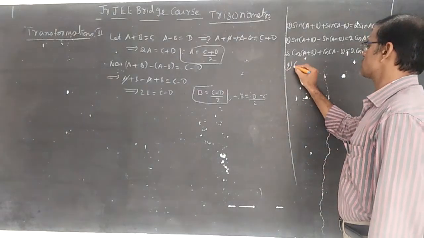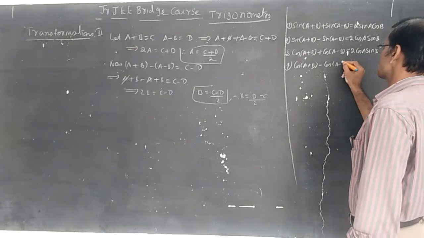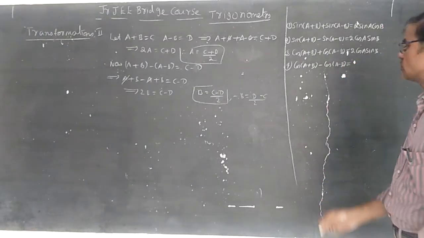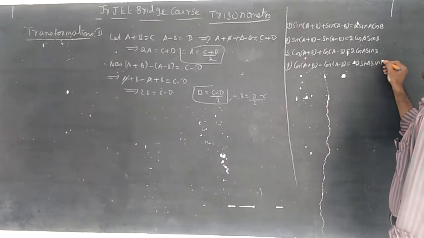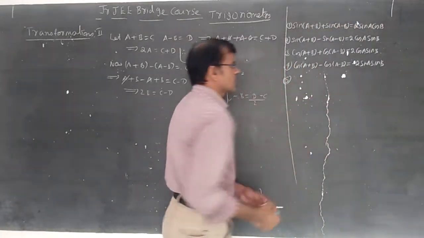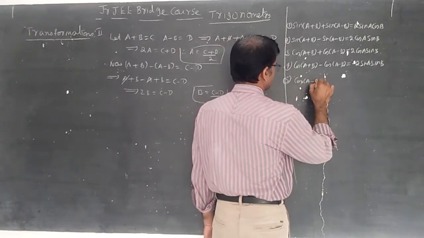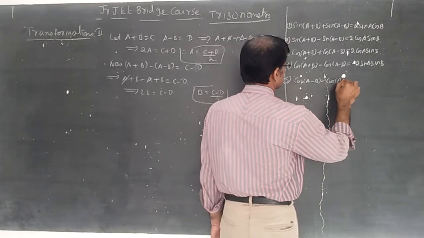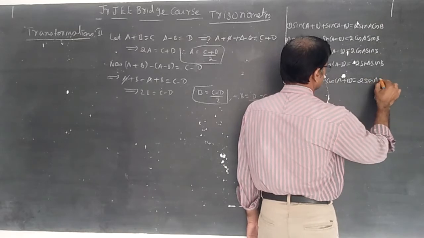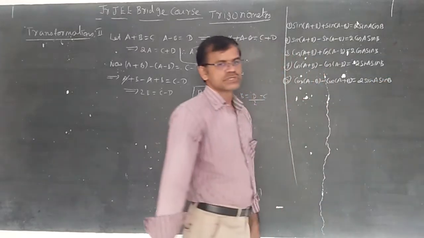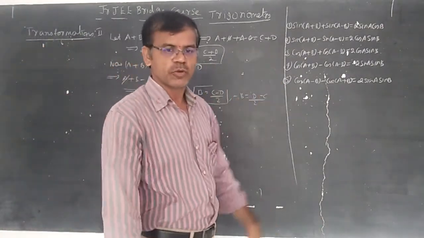Fourth one, cos of A plus B minus cos of A minus B is equal to minus 2 sin A sin B. Fifth one, cos of A minus B minus cos of A plus B is equal to 2 sin A sin B. Depends upon these 5 formulae, now I am going to discuss the transformations in Roman number 2.